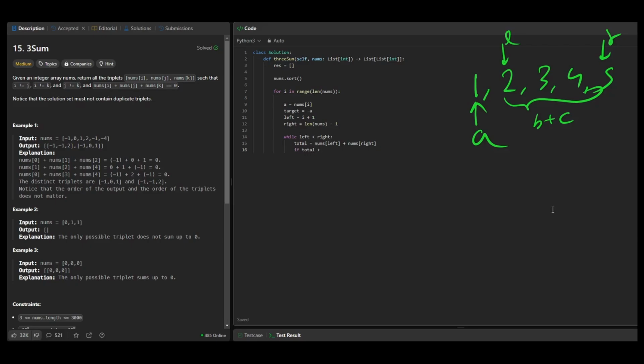If total is greater than target, I have a large value. I want to reduce that value. So when we want to reduce, we move the right pointer. Right minus equals 1. Else if total is less than target, I would like to move left to the right to increase the value. Left plus equals 1.